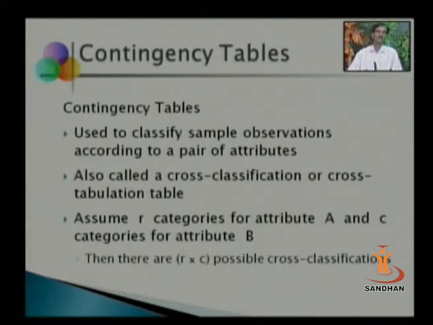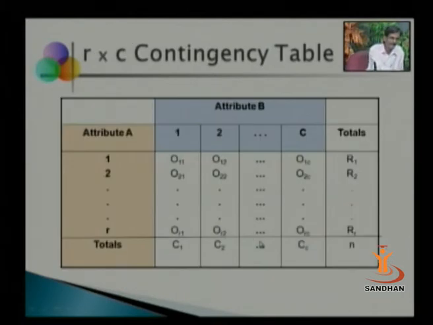Suppose we have two attributes, A and B, categorized into R categories and C categories respectively. So attribute A is classified into R categories, attribute B is classified into C categories. In this way we have this type of table, that is an R by C table. This table is known as an R by C contingency table. And we have these values at the intersection of each cell.